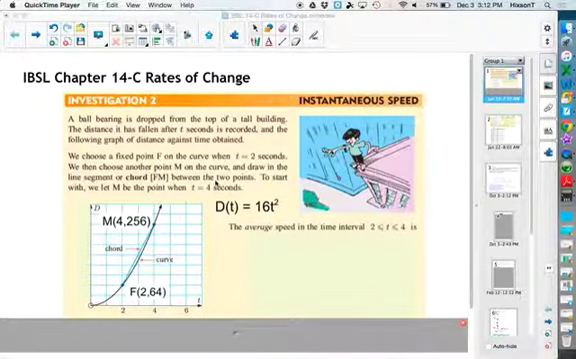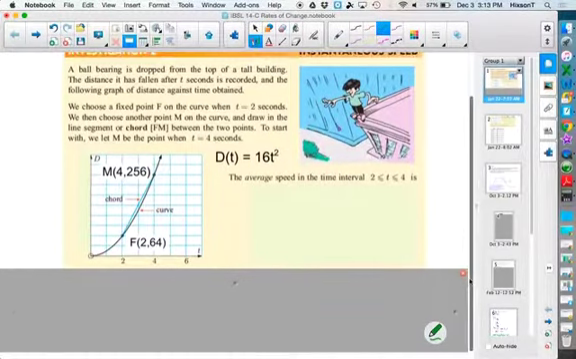Here we're trying to figure out the average speed from 2 seconds, where we had only fallen 64 feet, and then after 4 seconds we had fallen a total of 256 feet. A number of you are using the concept that distance equals rate times time. So our speed should equal distance divided by time, right? And so what did you do as the calculation?